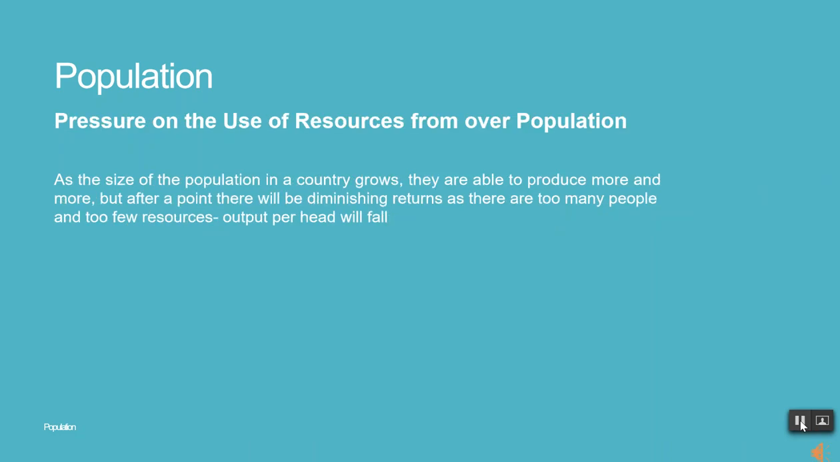As the size of the population in a country grows, they are able to produce more and more, but after a point there will be diminishing returns as there are too many people and too few resources. Output per head will fall.